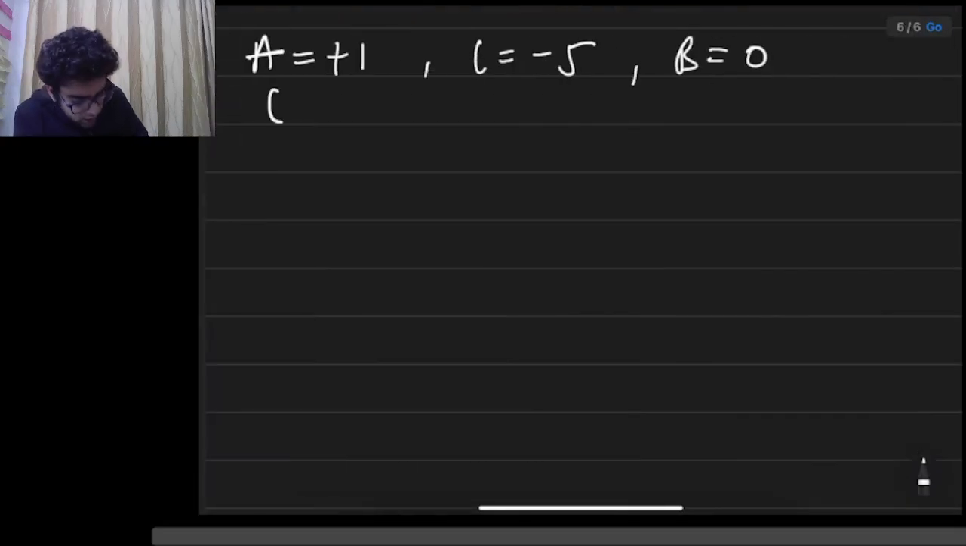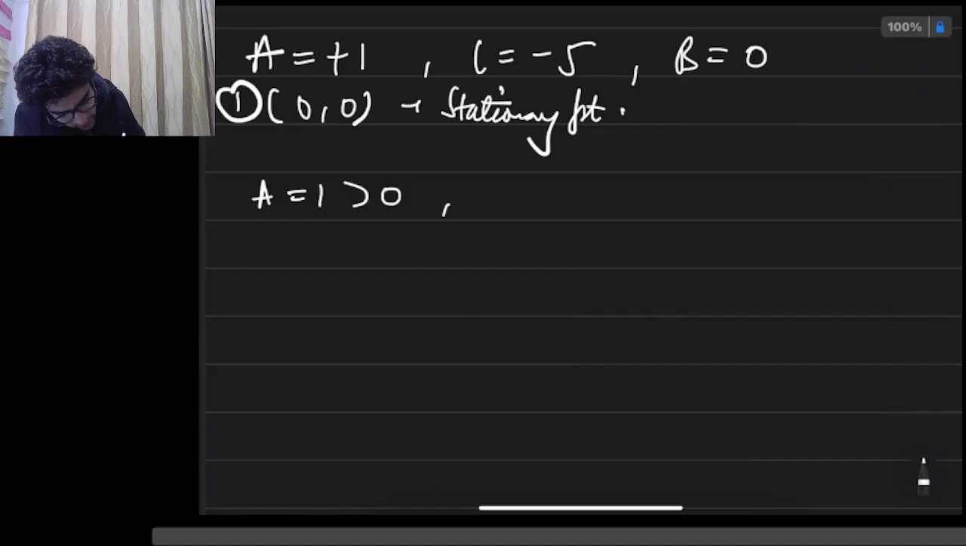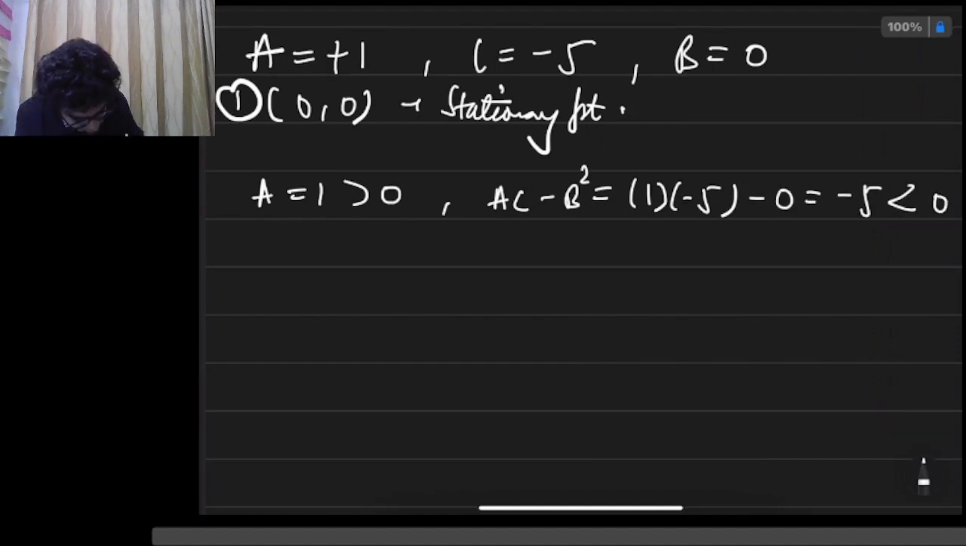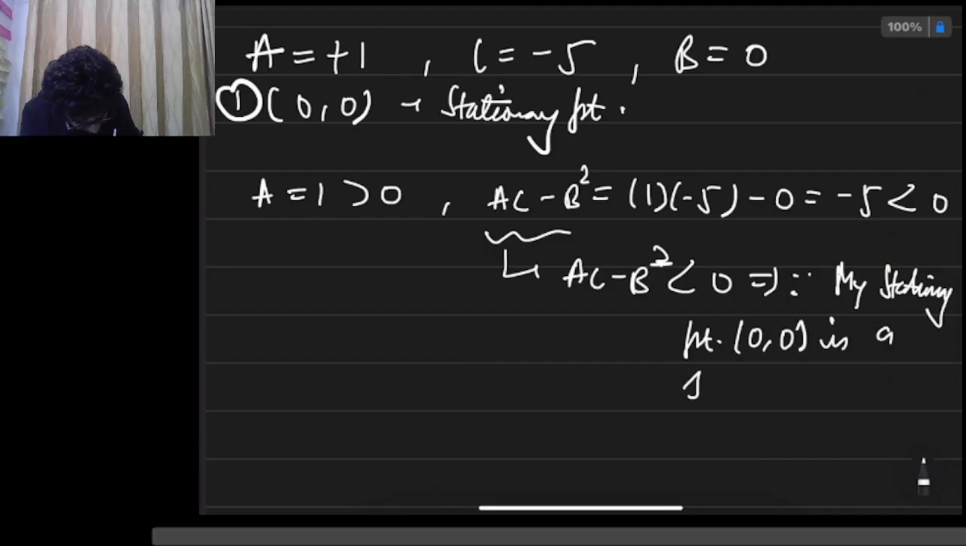So the point in question, the stationary point that we are talking about right now, is (0, 0). This was the stationary point at which we found these values. So if I use my conditions now, A is equal to 1, positive, and AC minus B square comes out to be 1 into minus 5 minus 0. This is minus 5, which is less than 0, and whenever AC minus B square is less than 0, we have a saddle point. Therefore my stationary point (0, 0) is a saddle point.